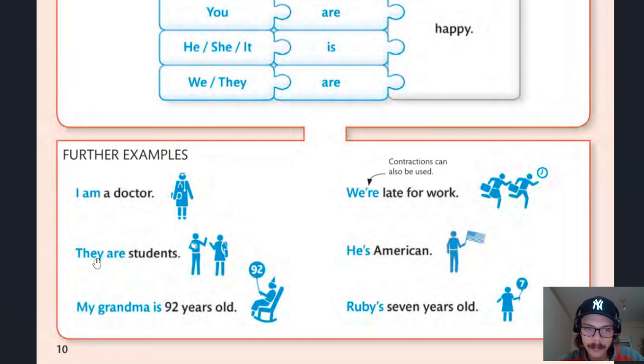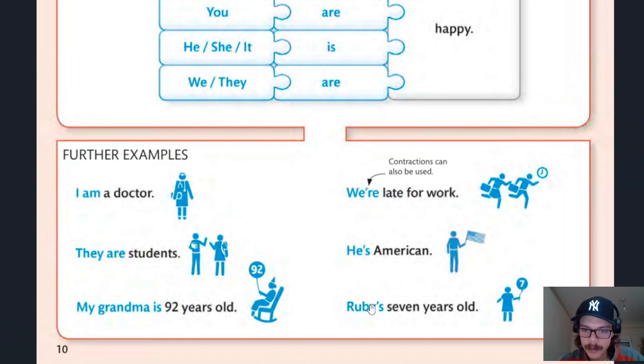I am a doctor. They are students. My grandma is 92 years old. We're late for work. He's American. Ruby's 7 years old. Okay, good. Now, here basically follows the rules we've seen so far. I goes with am, they goes with are, and my grandma, which you could replace with she, goes with is.